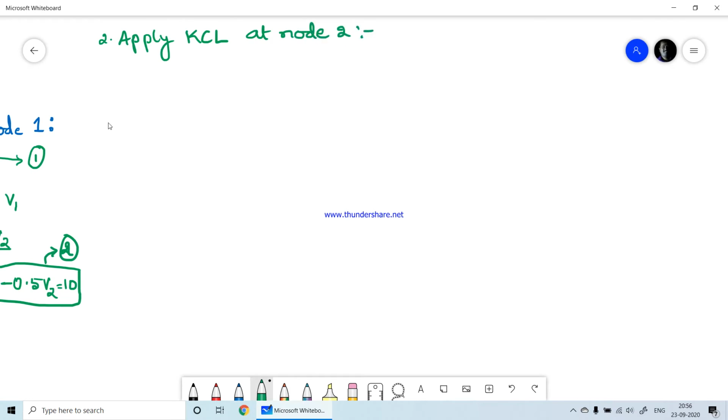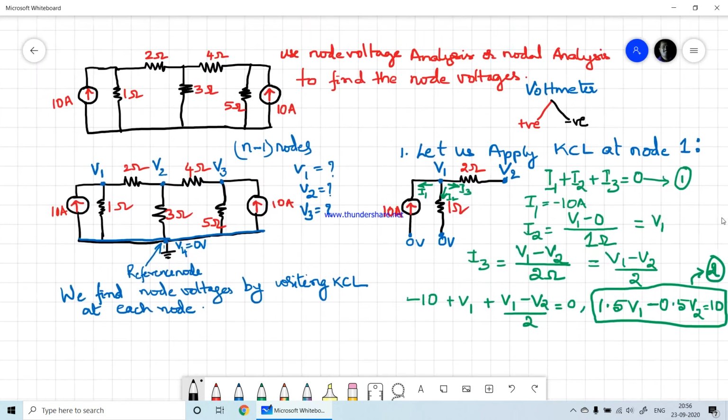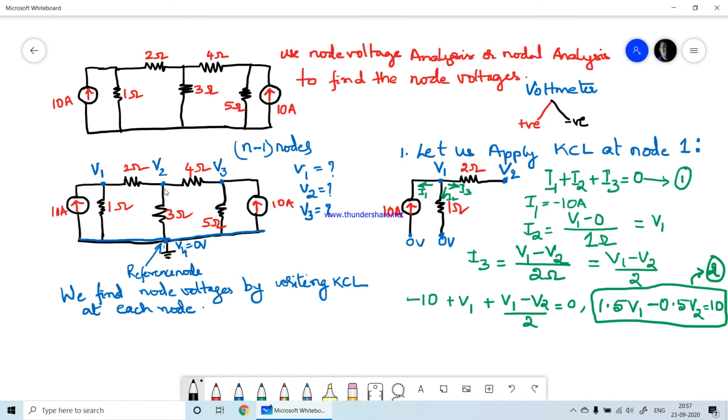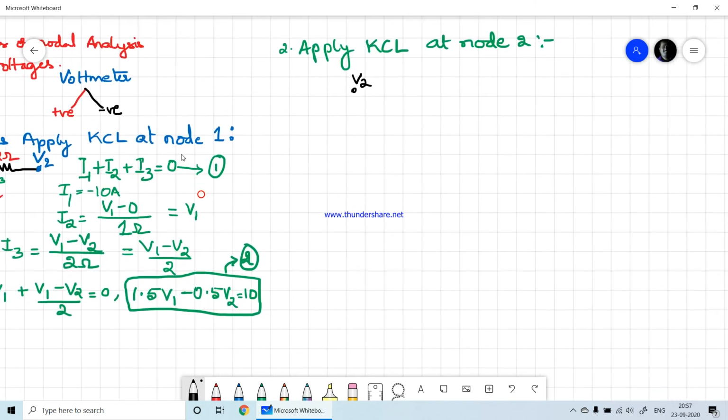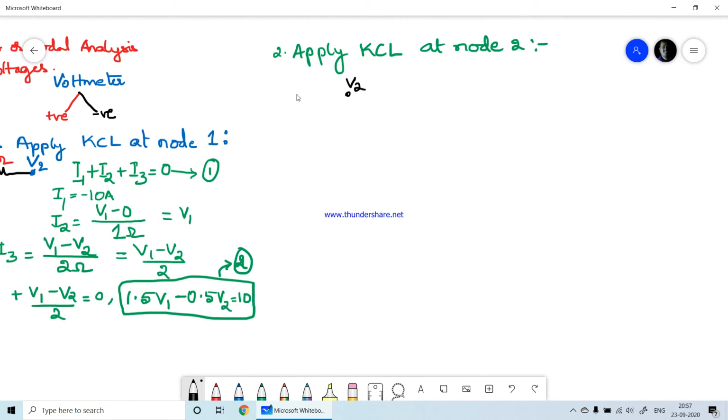So for that we need to write the diagram separately for node V2. So this is node V2. Let us go back and look into the diagram whatever we have got. Here V2 is here, we have 2 ohm, 4 ohm and 3 ohm. These are the three components which are connected to node 2. Therefore, the three components which we have here are one resistor connected to V2, another resistor, and a third resistor.